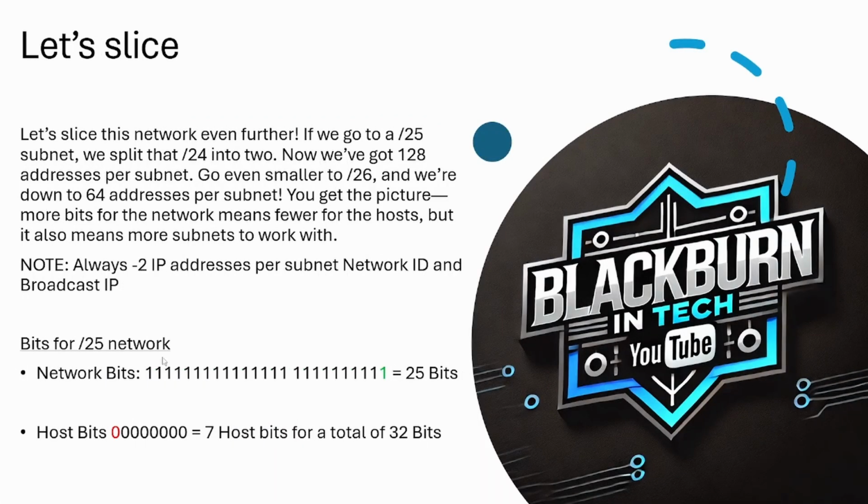All right, let's slice it up a little bit more. We'll use the same example, the 192.168.1 network. We're going to move it from a 24-bit mask up to a 25-bit mask. Essentially, if you look down here at the bottom, we're moving one of the bits from the host side over to the network side. That's how we get the 25 bits, and then we'll have 7 host bits.